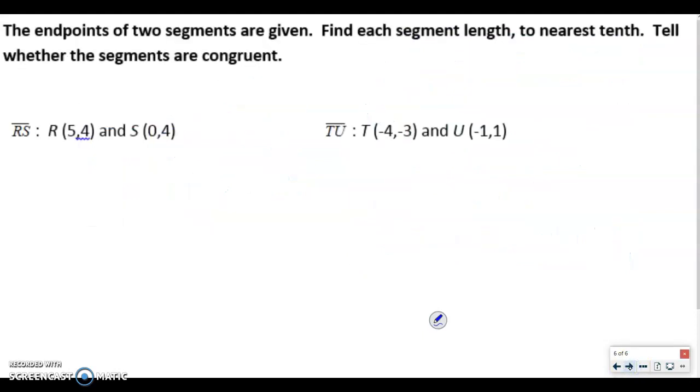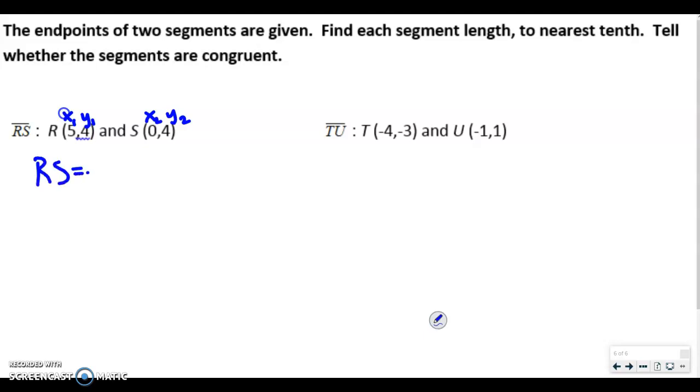Right, so here we have the endpoints of two segments that are given. We need to find each segment length to the nearest tenth if needed and tell whether the segments are congruent. So we'll do one together, you try the other, and then we'll be able to tell if they are congruent or not. So looking at RS, let's look at R, we can call that X1 and Y1. S we'll call X2 and Y2. Make sure you match up the X's with the X's, Y's with the Y's. X is always listed first.